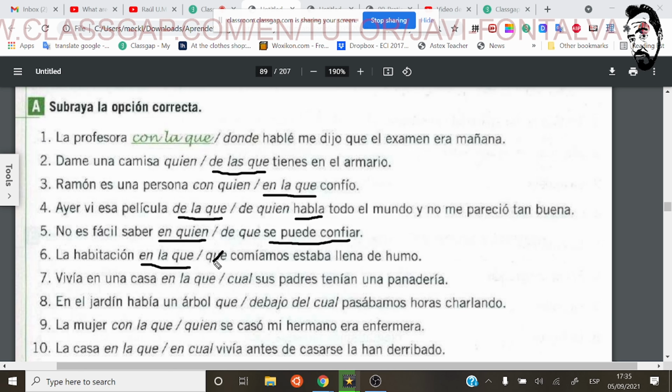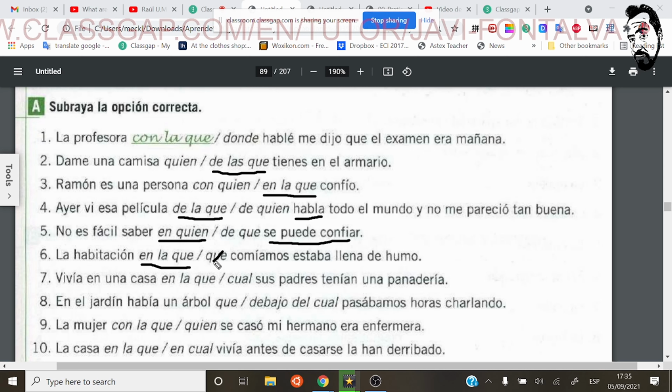So al is actually two words together. Al means a plus el. Bear that in mind. The same happens with de plus el. It becomes del. So el policía al que preguntamos la dirección no sabía tampoco cómo llegar.